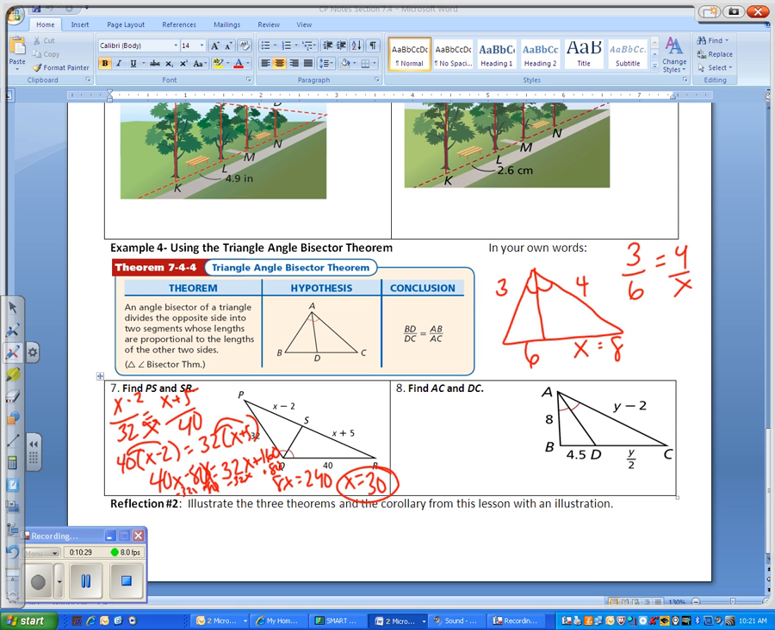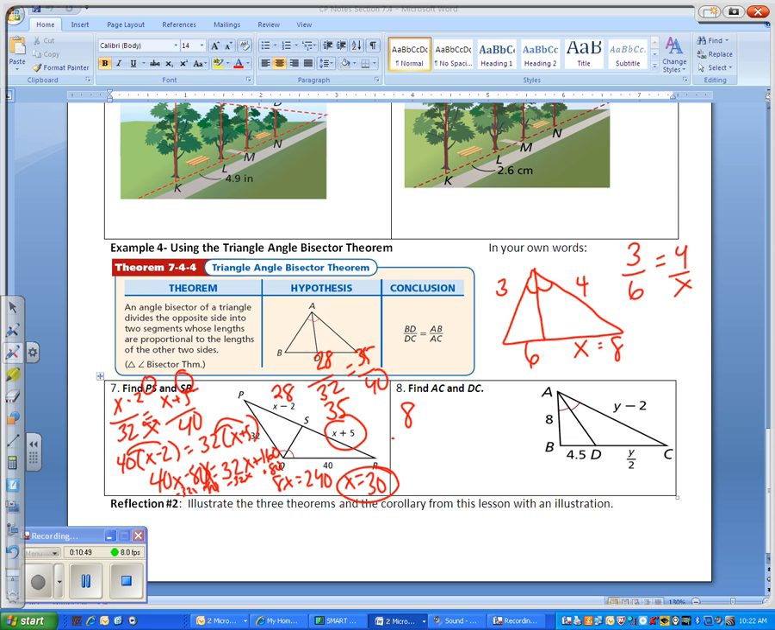And then you have to go back and plug it in. So when you plug it in here, you're going to get 28. And when you plug it in here, 30 plus 5 is going to be 35. And to check your work, you can go back and do the ratio. So 28 over 32, is that the same thing as 35 over 40? Cross multiply, and you'll see that they are. So the same thing for number 8.